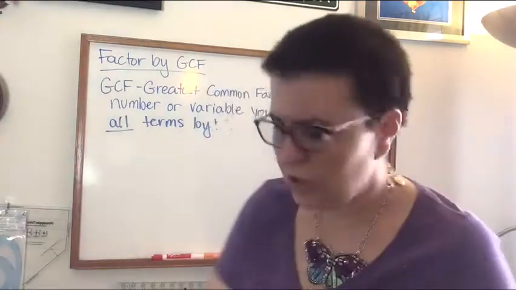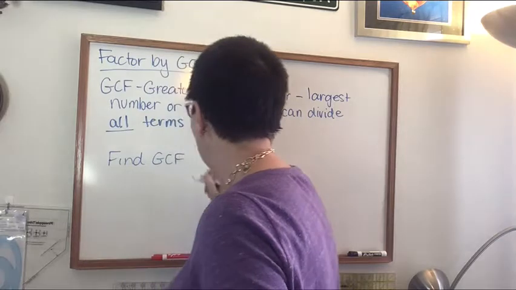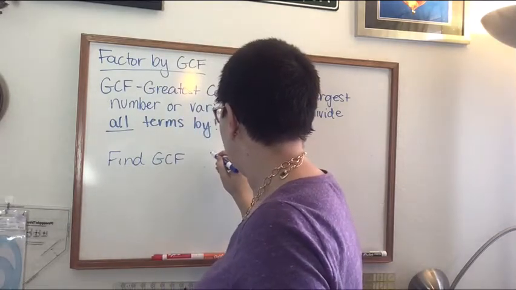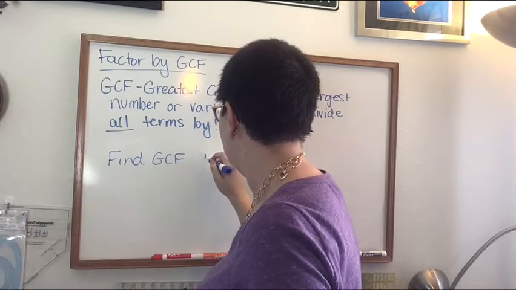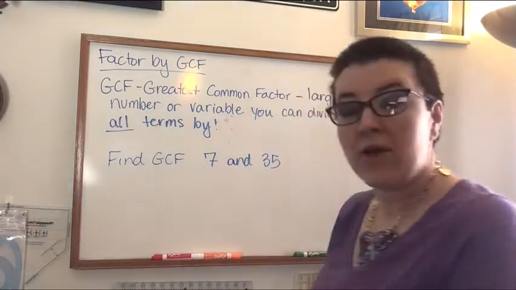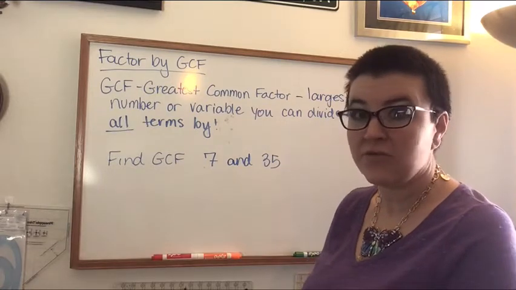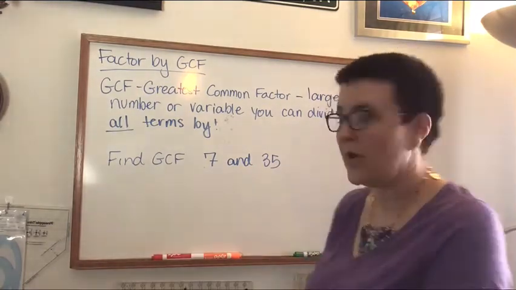Okay, let's find the GCF of, I don't know, 7 and 35. Now, if you are decent with multiplication, you can generally find the GCF pretty fast for a lot of these. So if that's the case, that's great.